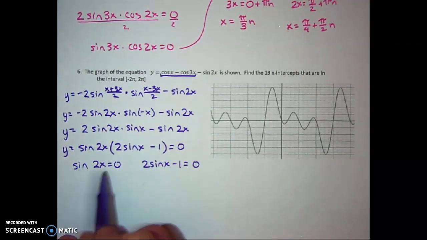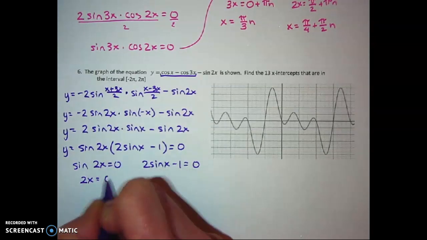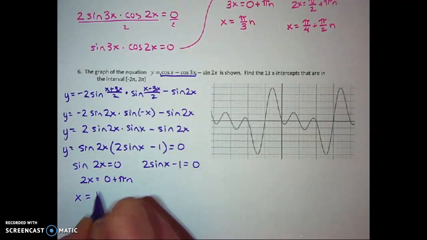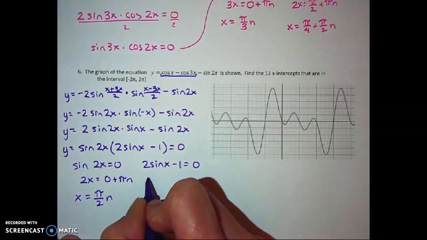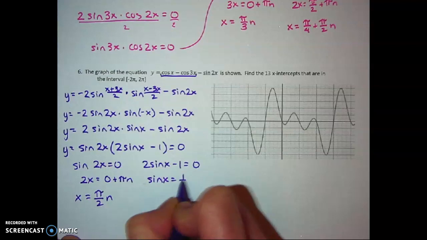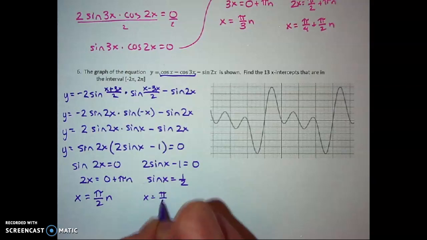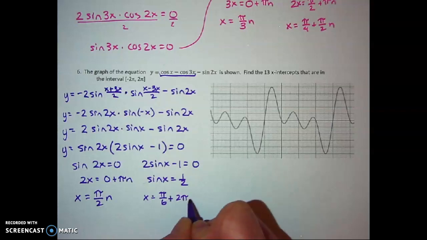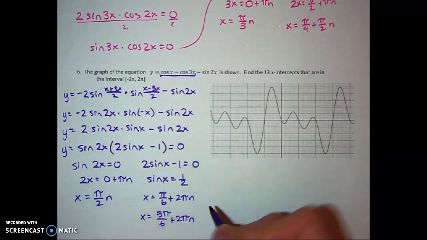Again, when I go ahead and solve this, when is the sine equal to 0? 2x is going to equal 0 plus pi n. So x equals pi over 2 n. When I solve this one, I have that the sine of x equals 1/2. And when does that happen? Well, that happens at pi over 6. And then I have to go around the circle a whole other time. So pi over 6 plus 2 pi n. It also happens at 5 pi over 6 plus 2 pi n.